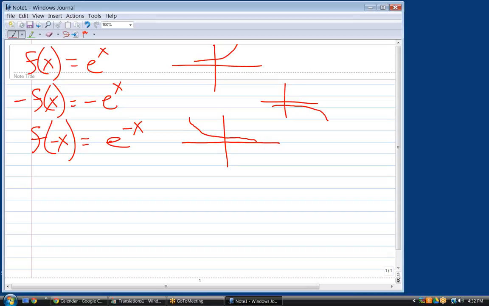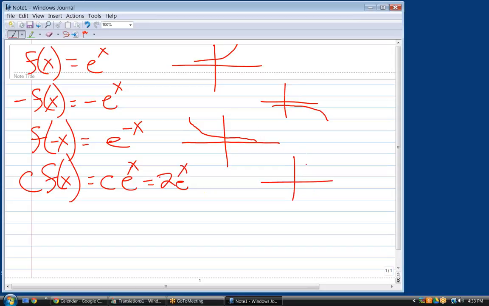Now let's talk about the two vertical and the two horizontal transformations. If I say c times f of x, what would that be? A vertical stretch or shrink. In this case, it would be c times e to the x. An example of that would be 2e to the x. Let's draw a picture of that. We're going to work off the parent curve. It's going to make it steeper, like that.